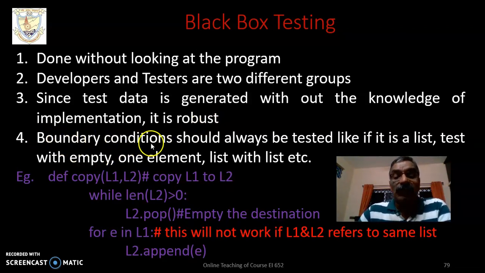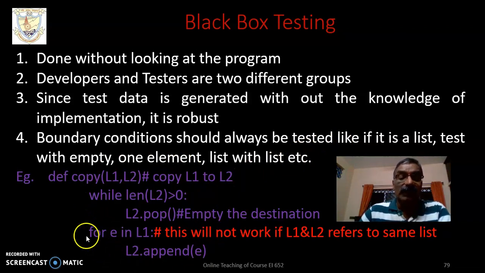Point number four, boundary conditions should always be tested, like if it is a list, test with empty, one element, list within the list, etc. That means all possible conditions are to be tested. So in this example case, if the list is an empty list, no elements are present in the list. If the list consists of only one element, and if there is a list inside another list, all these possibilities are to be tested. They are called boundary conditions. Then only we can say our testing is robust.